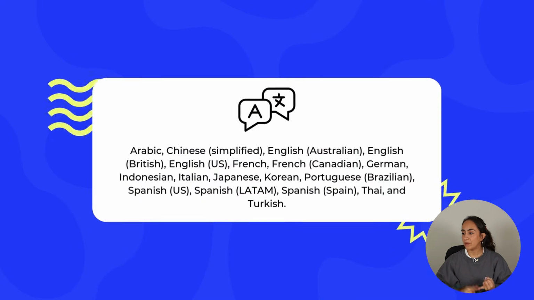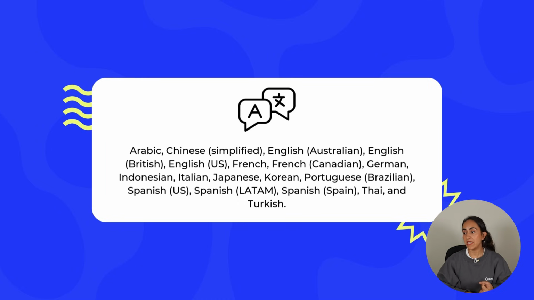We have Arabic, Chinese simplified, English, Australian, British, and US. We have French and French Canadian, German, Indonesian, Italian, Japanese, Korean, Portuguese, Brazilian, Spanish from the US, Latam, and Spain. We also have Thai and Turkish.